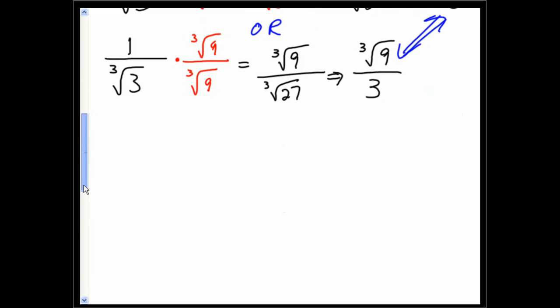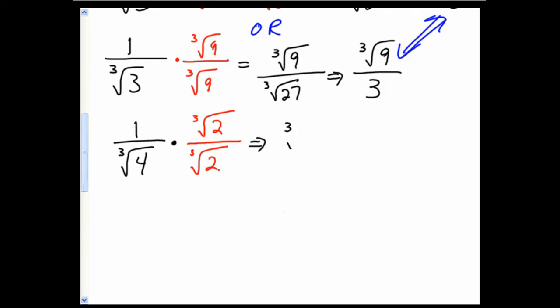The last example will be another cube root. How about 1 over the cube root of 4? Now what do you need to multiply 4 by to get a perfect cube? Well, 4 times 2 is 8, and 8 is a perfect cube. So let's multiply by the cube root of 2 over the cube root of 2. The numerator is the cube root of 2. The denominator will be the cube root of 8, and 8 is our perfect cube. So the denominator simplifies to 2, and then we have the cube root of 2 on top.